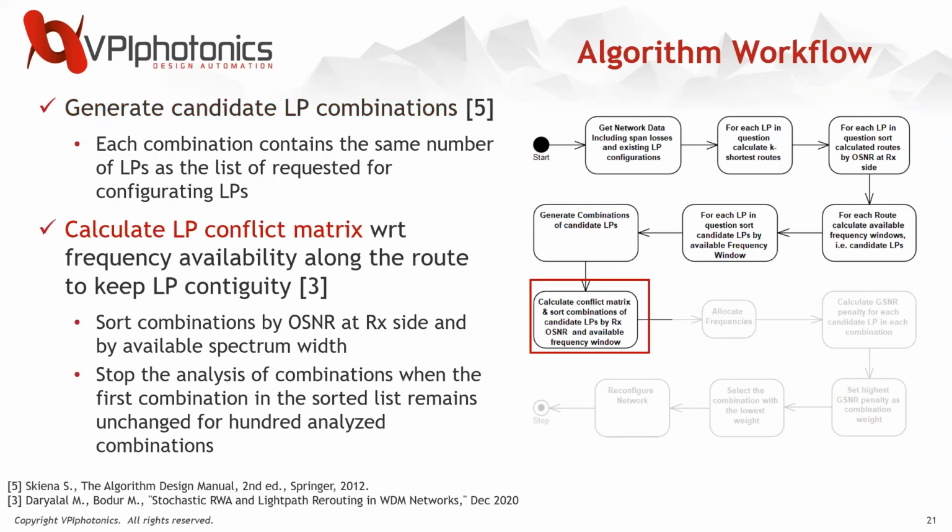Then, the frequency conflict matrix is built for each combination. At this step, the combinations are sorted with respect to OSNR and available frequency slots to have combinations of light paths with high OSNR and broader available spectrum ranges at the beginning of the list. As this step is time-consuming, we stop the analysis when the first combination in the list remains unchanged for 100 analyzed combinations.